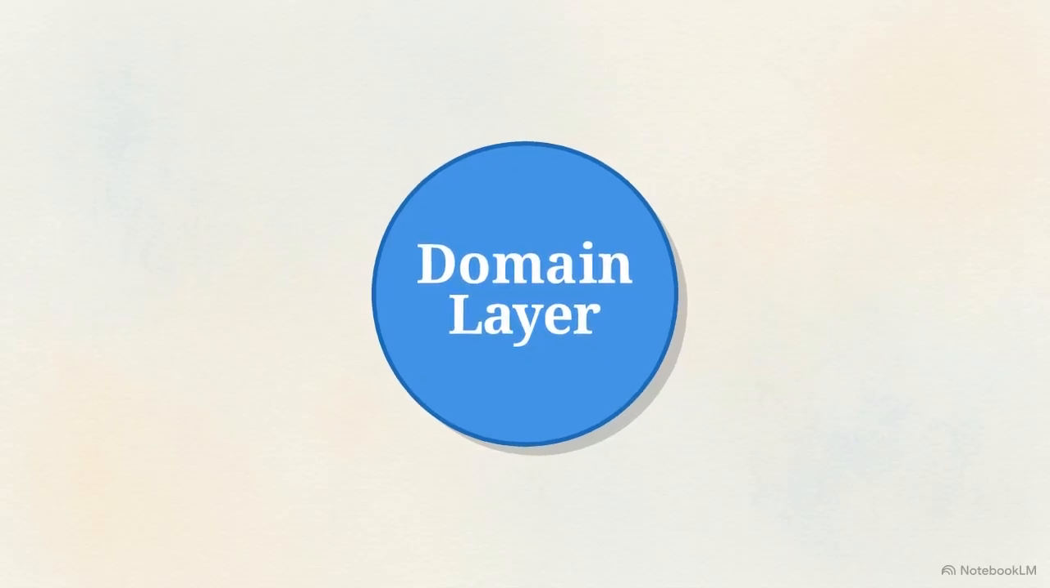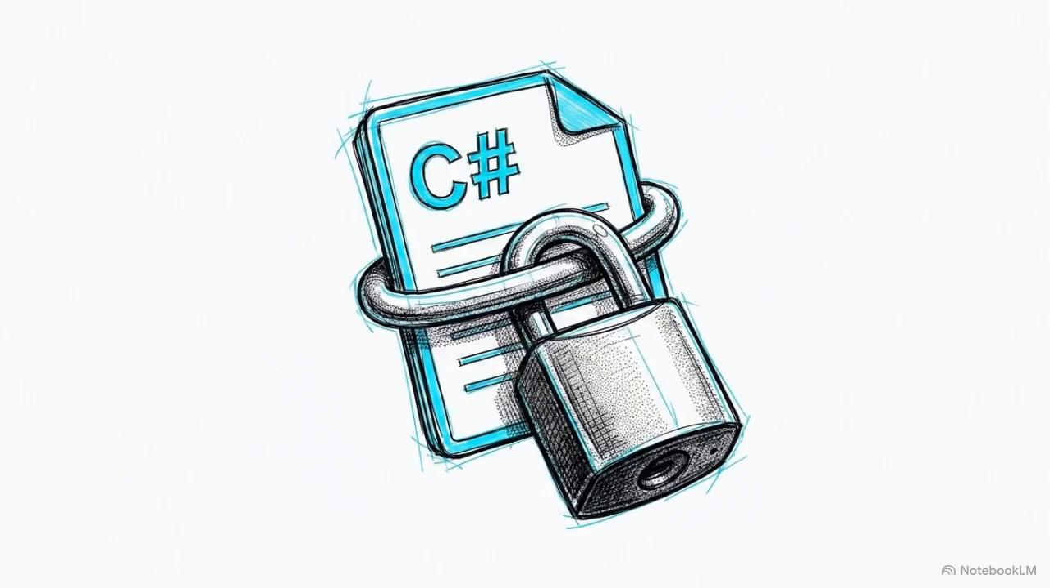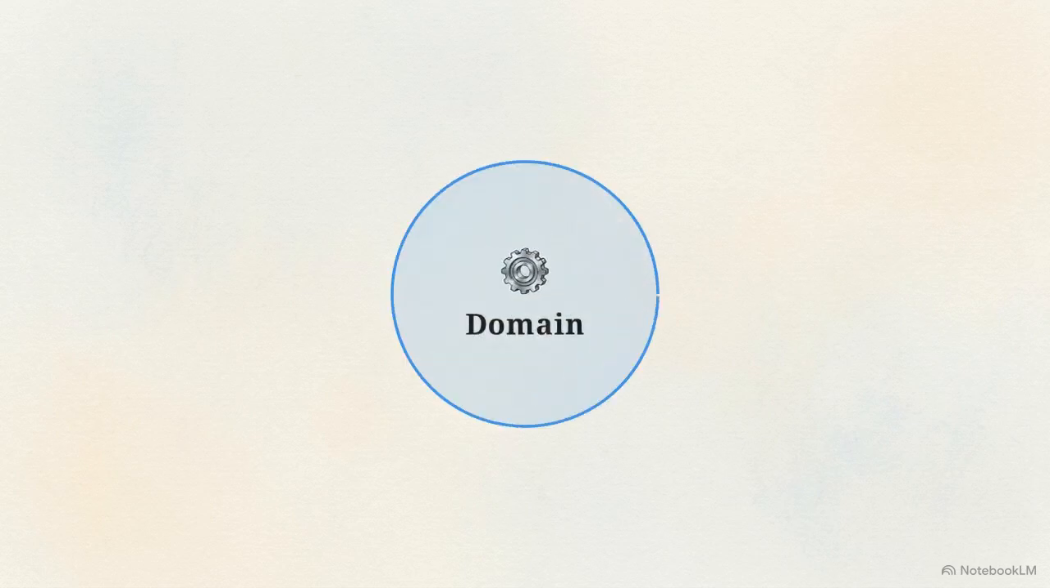We visualize this in .NET as 4 distinct project layers. At the very center is the domain layer. This is a pure C# class library. Its most important characteristic is that it has absolutely zero external dependencies. It holds the core business entities and repository interfaces. It has no knowledge of databases.